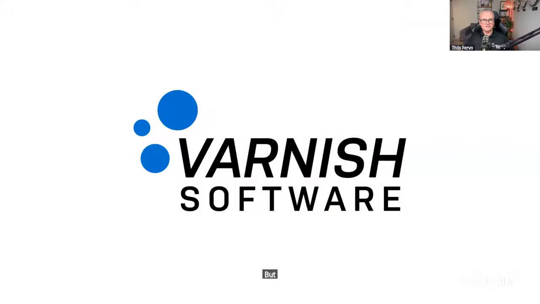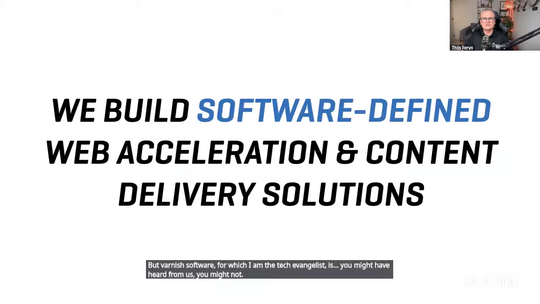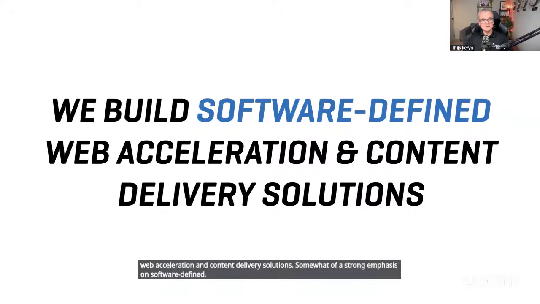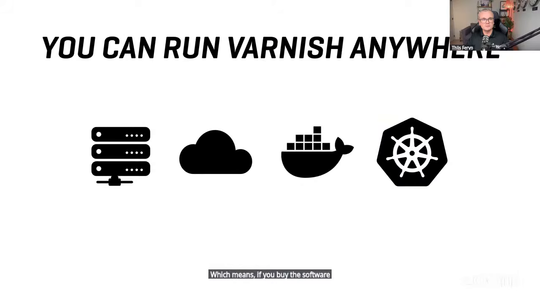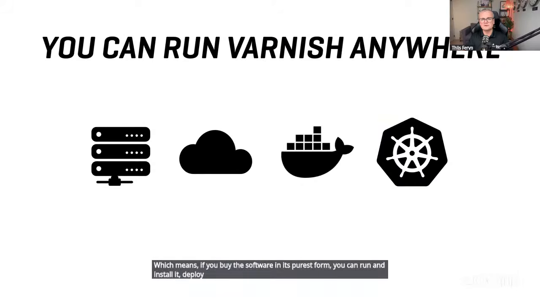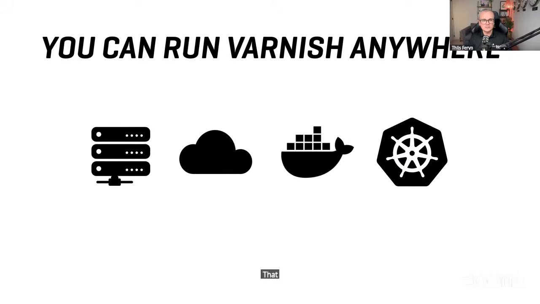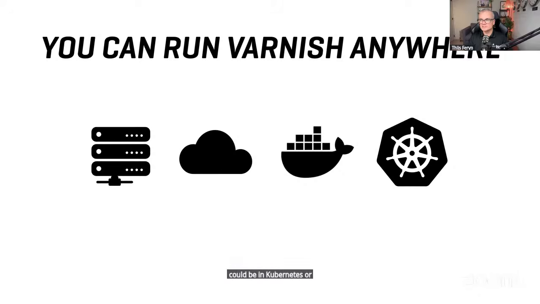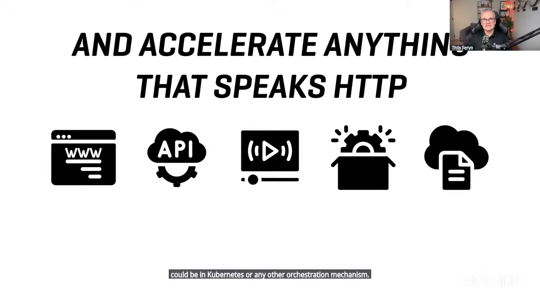But Varnish Software, for which I am the tech evangelist, you might have heard from us, you might not, is a company that builds software-defined web acceleration and content delivery solutions. There is a strong emphasis on software-defined, which means if you buy the software in its purest form, you can install it and deploy it wherever you want. That could be with a hosting company on a VM or on your own bare metal hardware, in the cloud, in containers, in Kubernetes or any other orchestration mechanism. We accelerate everything that speaks HTTP.